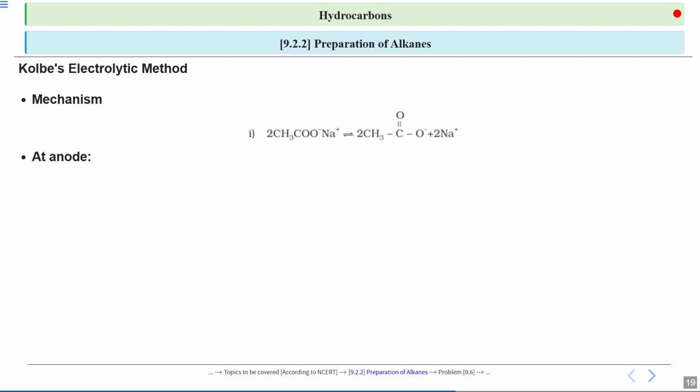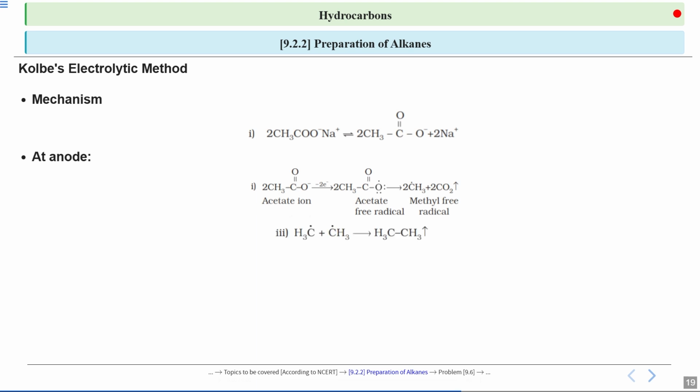The carboxylate ion loses electrons, which is a process known as oxidation. This is crucial because it leads to the formation of radicals that eventually combine to form alkanes. Here you can see the same thing. The acetate ion is losing 2 electrons, so it is undergoing oxidation and forming the acetate free radical. Along with this, we are also getting the methyl radical and 2 moles of carbon dioxide. Then 2 moles of this methyl radical can combine together to form an ethane molecule, which was our desired product.